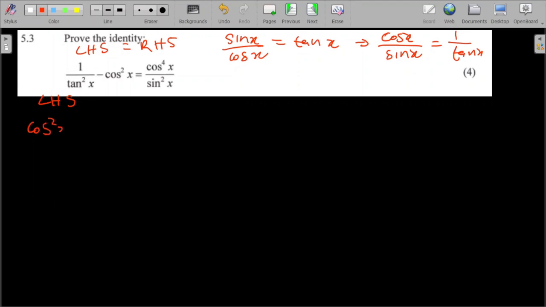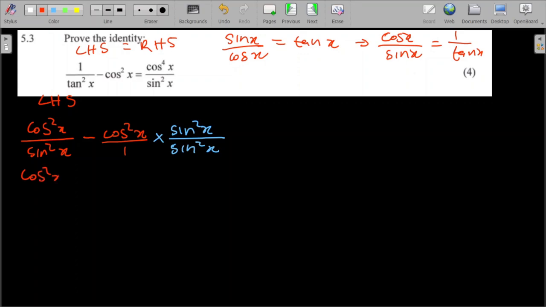So in this case, it's going to be cos squared x all over sine squared x, and then minus cos squared x. Remember, we're dealing with the left-hand side. Now from here, my denominator is 1, my other denominator is sine squared. How can I make those denominators the same? I need to multiply by this denominator. So if I multiply by sine squared x all over sine squared x, then this is cos squared x all over sine squared x minus, exactly the same as cos squared x, then sine squared x all over sine squared x. Now my denominators are the same.